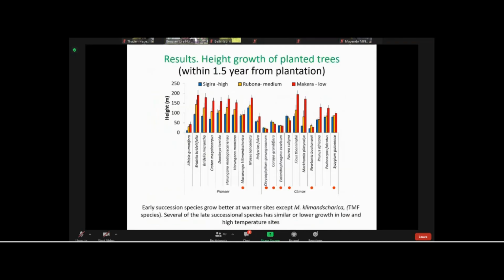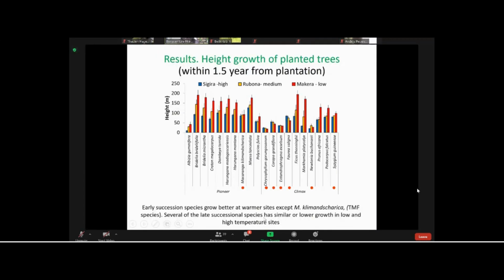As a result, we have some results showing the growth rate of established trees, where we can say here are the pioneers and the climax planted at 3 sites, Sigira, Rwanda, and Makira. And you can say that early succession, this is one side, Makira. We can say that early succession species grow better in one side. Of course, not all, except Macaranga kilimanjarica, which is the species from tropical mountain forest.